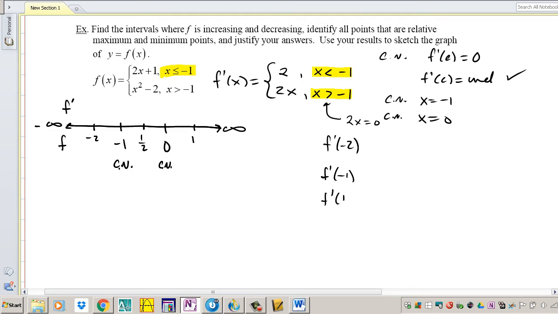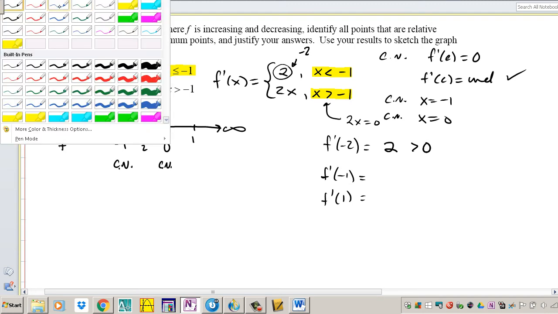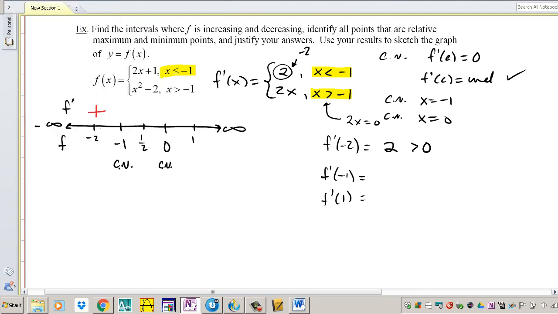So let's go ahead and plug them in. Negative 2 belongs in which domain? This domain or this domain? Well, negative 2 has to be less than negative 1, so it's the top one. So if I plug in negative 2 here, there's no x to plug in, so my answer is simply just a constant 2, which is positive, which means that my derivative is increasing from here to here.